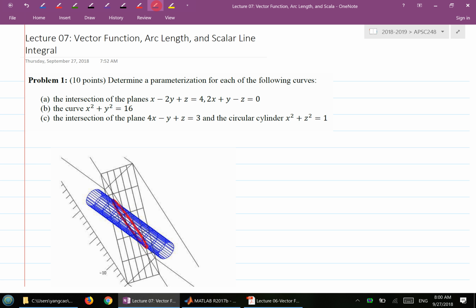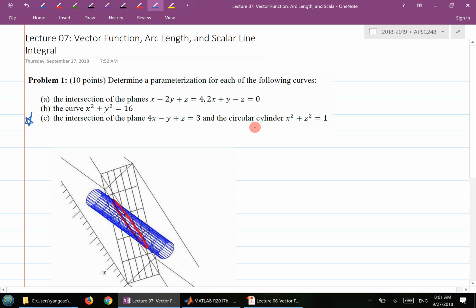So before we start the lecture, I just want to quickly review one of the assignment questions students asked about. I predict there may be some common problems. This is the first question in assignment number 2, about parameterizing the given curves. It's part C, which gives a plane and a cylinder and asks for the parametric equation of the curve where the plane and the cylinder intersect.